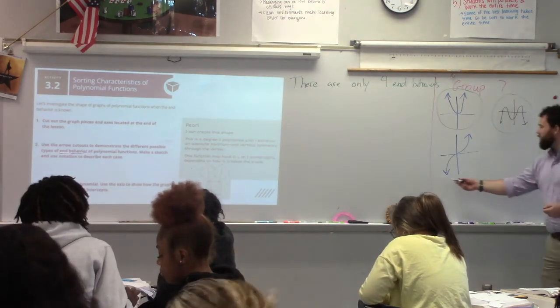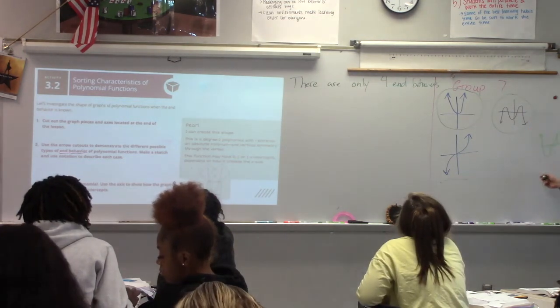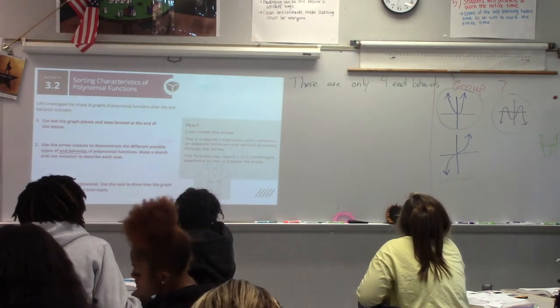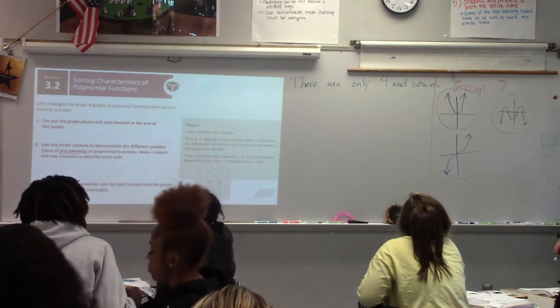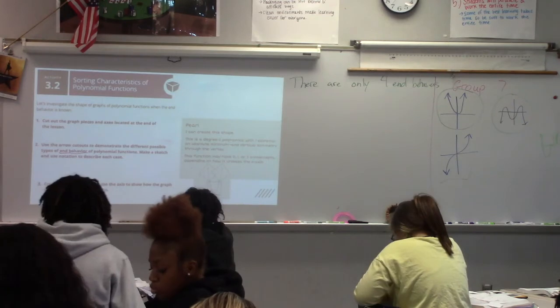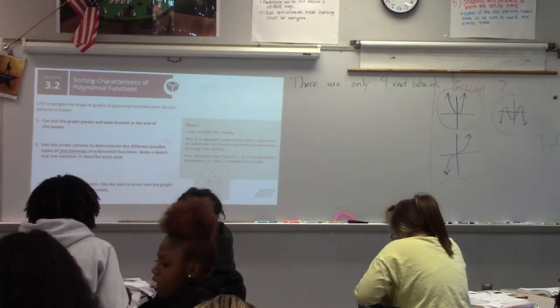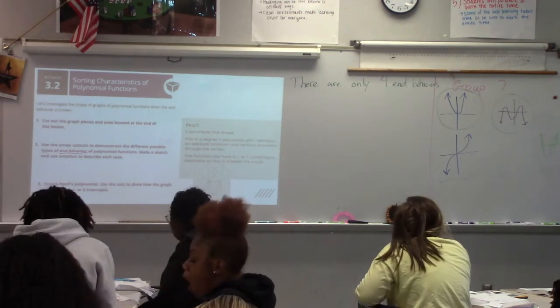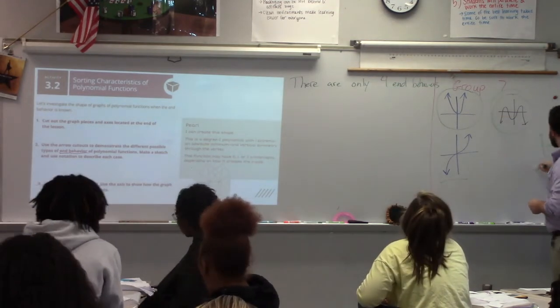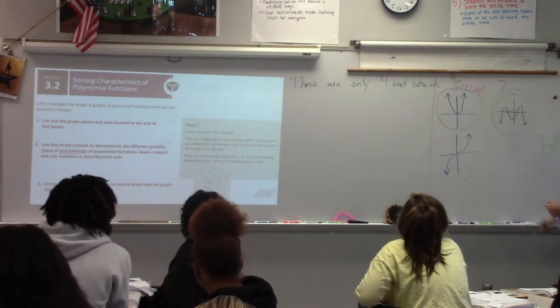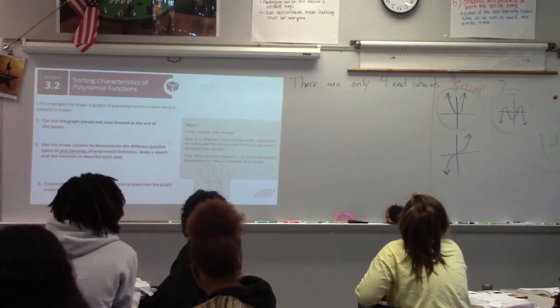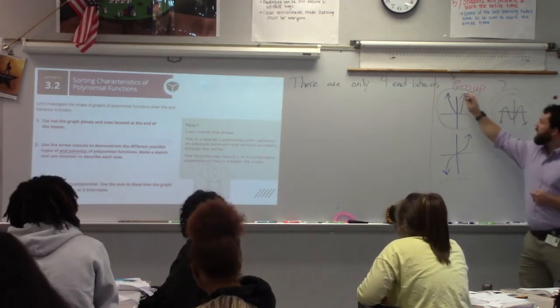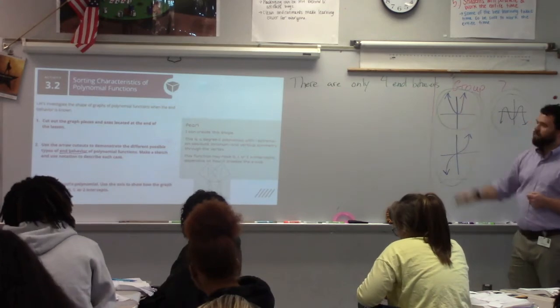Okay, so what do these 2 have in common? They have an odd degree. Odd degree polynomials, right? So we see that we have even and we have odd. Then what do these have in common? A negative leading coefficient. And these have a positive leading coefficient.